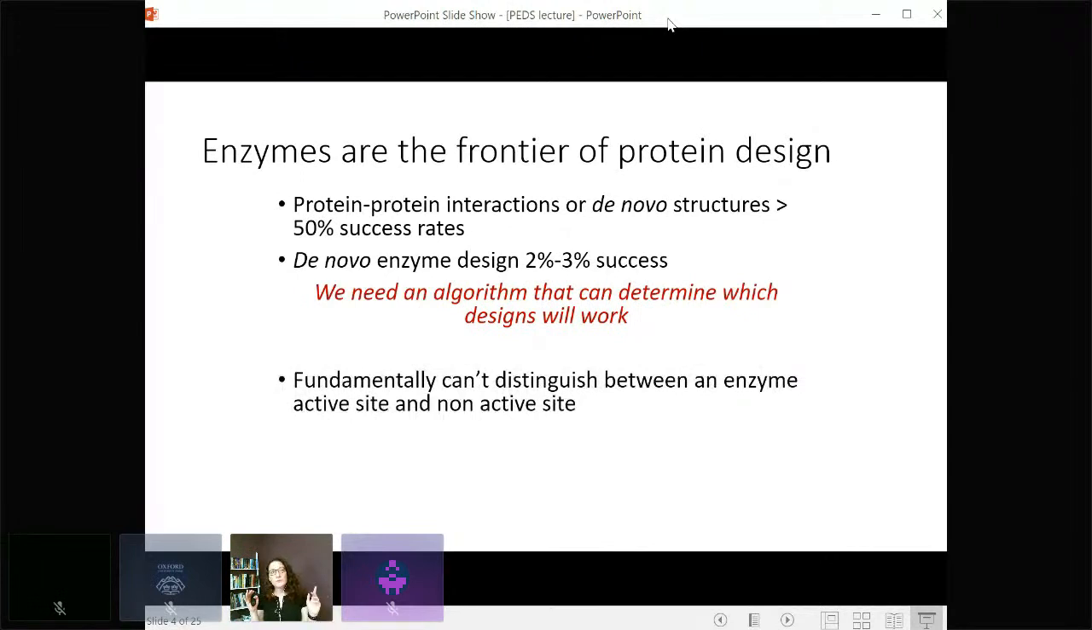So what do we know so far? There was some great work in the early 2000s about what would allow us to distinguish. So what is it? Well, number one, homology. This is useful because if you have a homolog, then you know that your active site is basically in the same place as the other active site.